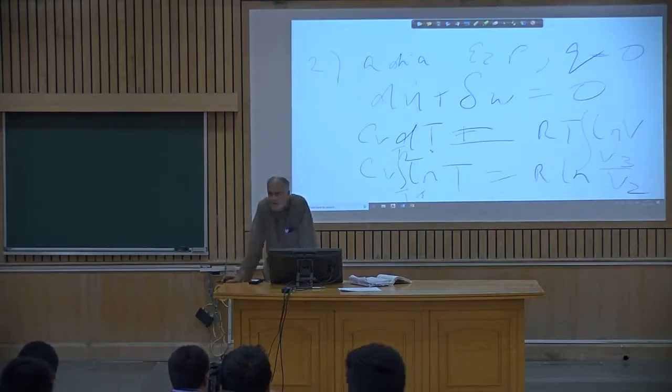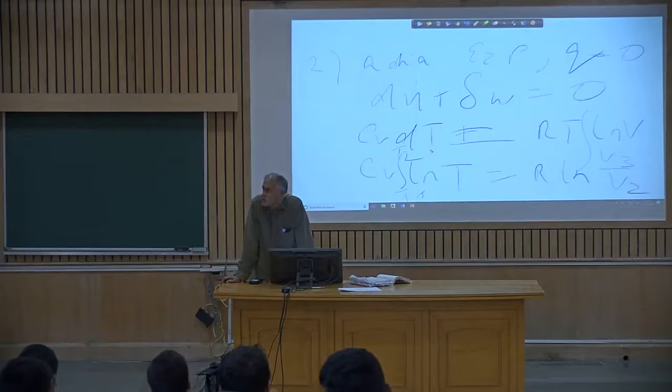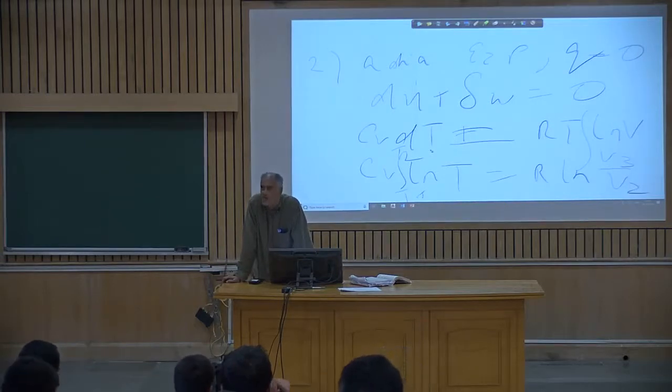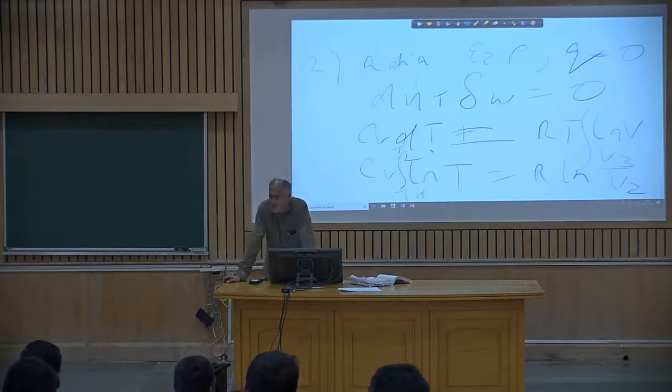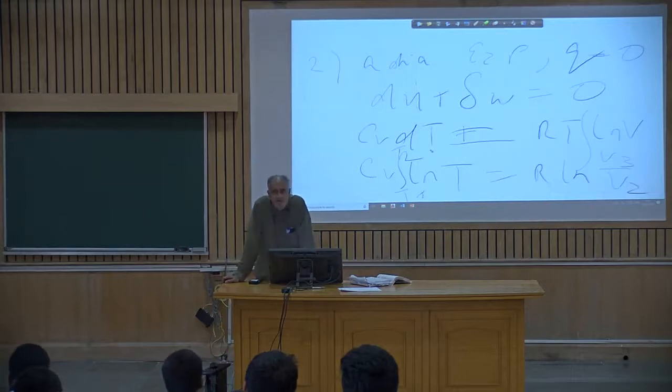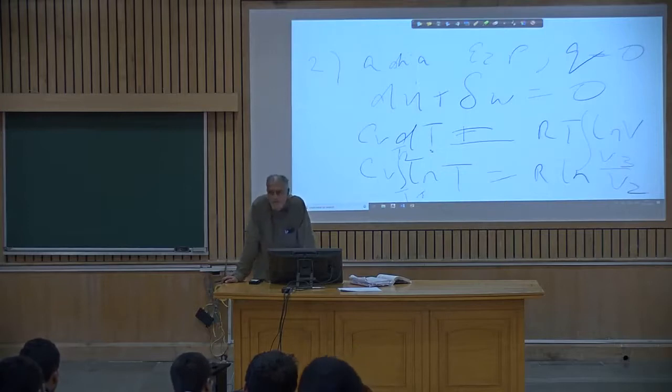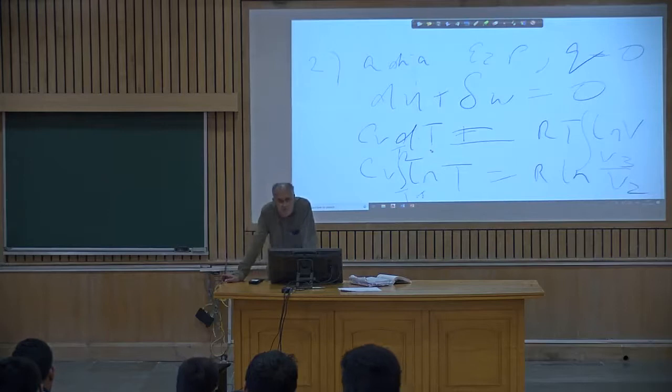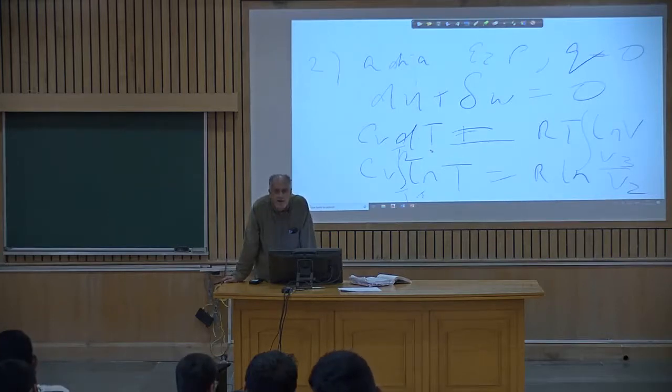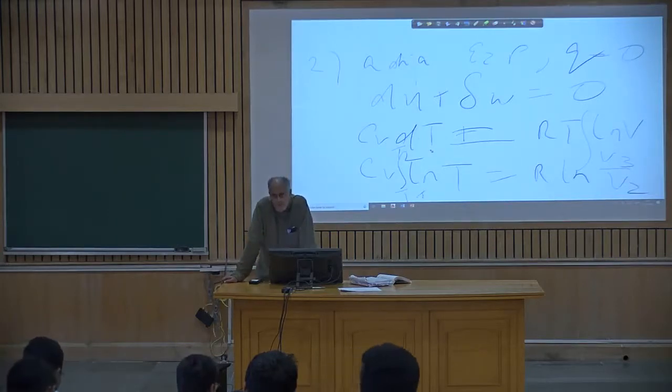Get the loop correctly. In 1 to 2, there is no change in temperature. In 2 to 3, there is a change in temperature, cooling. 3 to 4, no change in temperature. 4 to 1, it's getting heated up again. One is iso, one is adiabatic. Iso, adia, iso, adia. That's your cycle. Two expansions, two compressions. Whenever you have iso, there is no change in internal energy, and whenever you have adiabatic, Q is 0.